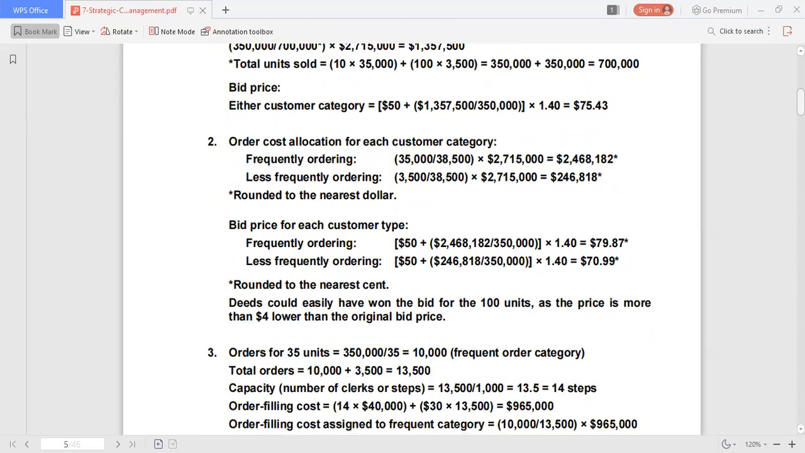So in requirement number 3, we have the orders for 35 units, so we have 350,000 units, and we now divide 350,000 by 35. So you have now your frequent order category taken. 350,000 is 35,000 times 10. So 350,000 divided by 35 gives us 10,000 for the frequent orders.